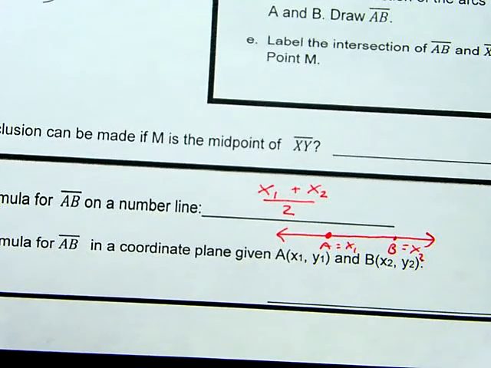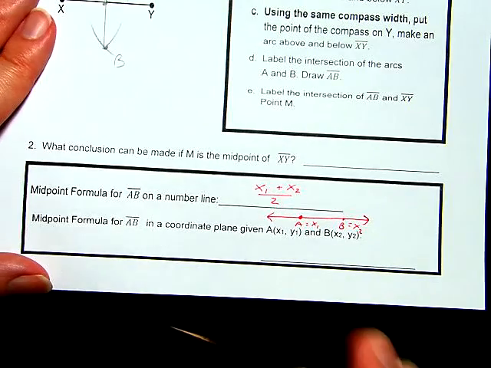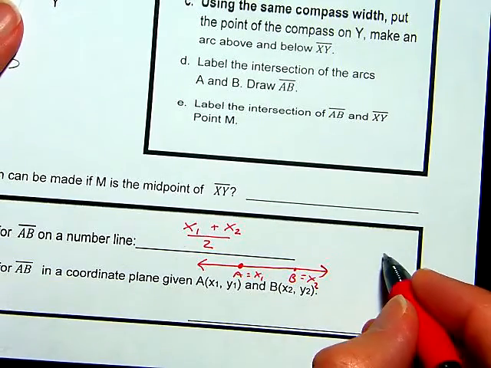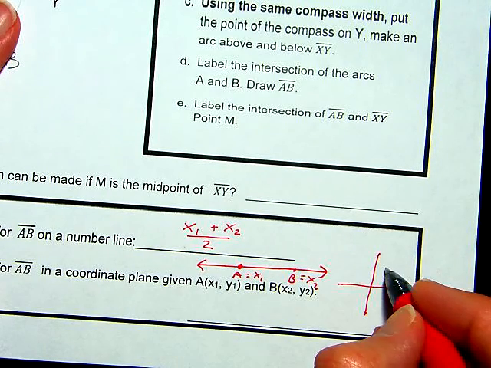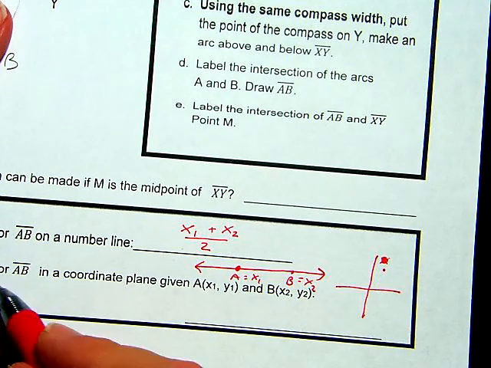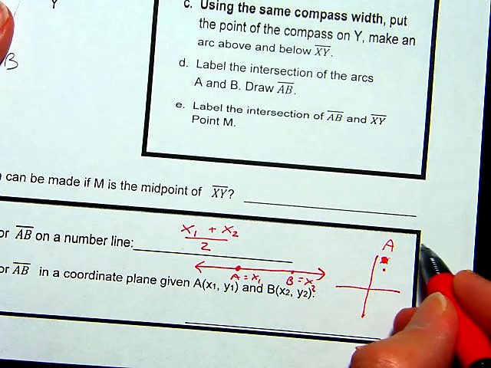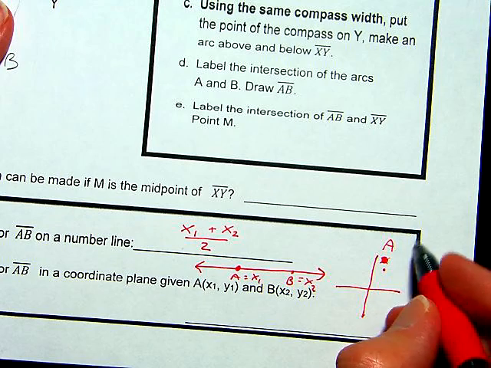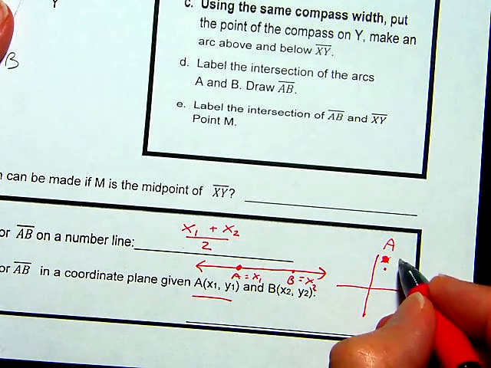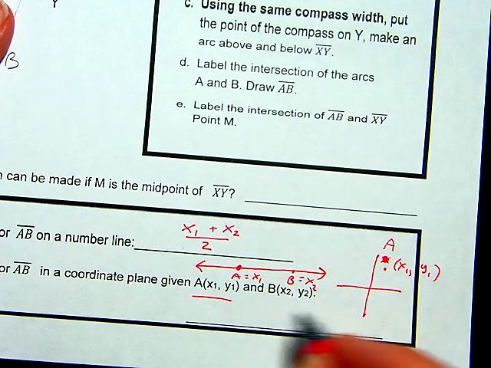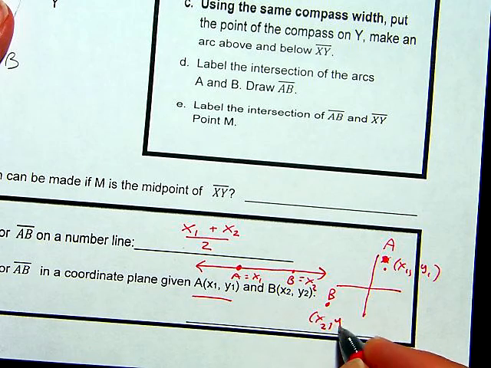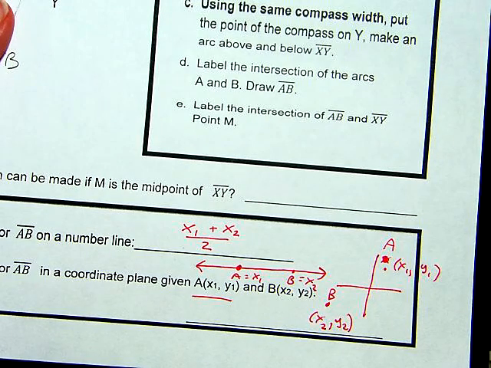Let's take a look at our second midpoint formula in a coordinate plane. Okay, the coordinate plane is a little bit of a different formula. Let's make a little coordinate plane over here. Let's say we're talking about AB. Let's call this A, and let's say that the coordinates of A are x sub 1, y sub 1, like they're given over here. And the coordinates here, let's say this is B, are x sub 2, y sub 2. Okay, so these are four different variables.